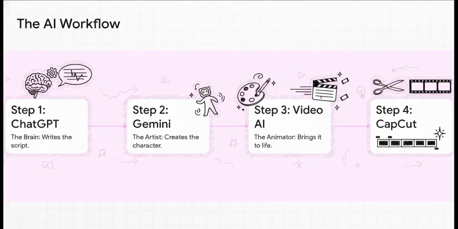Okay, so the whole workflow really just comes down to four key players. And the easiest way to think about it is like a little digital production crew. You've got ChatGPT, that's your brain, it writes the script. Then you have Gemini, that's your artist, it creates the character. A video AI tool is your animator, bringing it all to life. And then finally, you've got CapCut, and that's your editor that ties it all together.